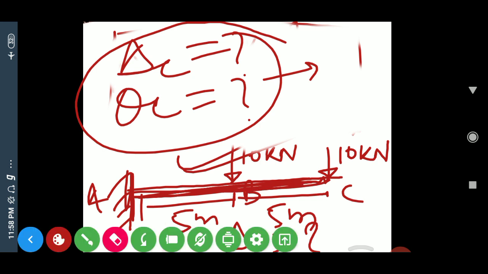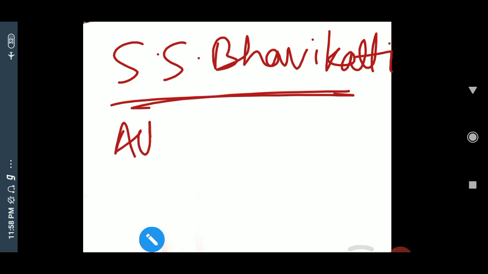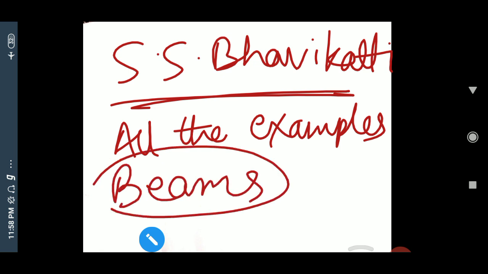So I can suggest you a few books to solve. I have sent the PDF of S S Bhavikatti. You can solve all the examples of only beams. I have taught you only beam questions, so you can just try some examples of only beams. Just leave out the frames. Frames will be structures like this.